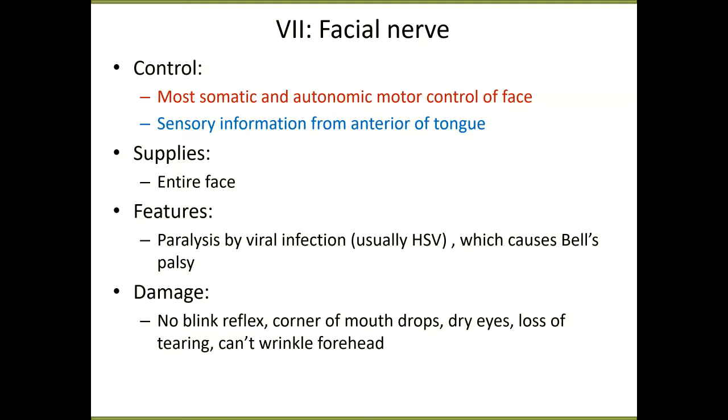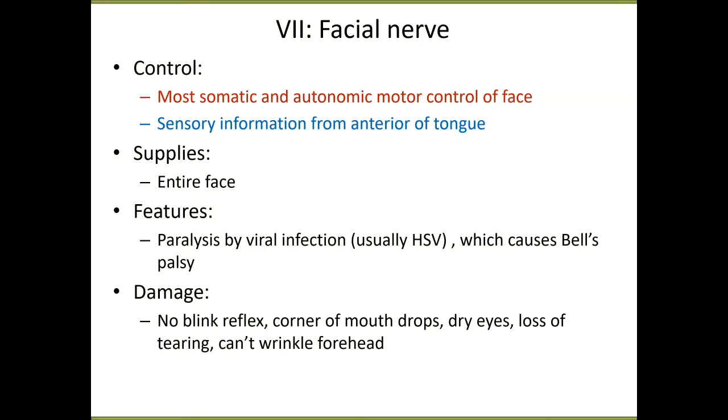Because this facial nerve supplies so much of your face, if you damage it, there's a lot of things that go wrong. And the most common source of damage is actually a viral infection. Usually the virus is HSV, herpes simplex virus. When the virus infects the facial nerve, it usually only infects one side at a time. So that infection of one side at a time is called Bell's palsy.